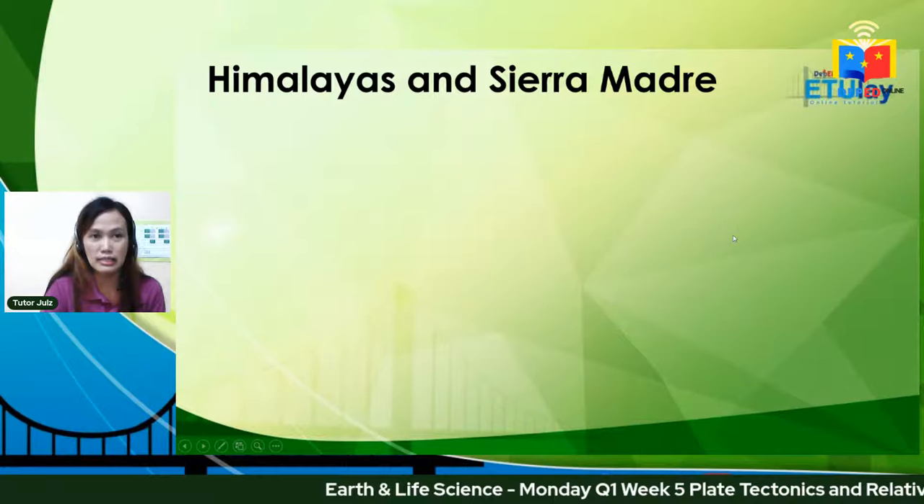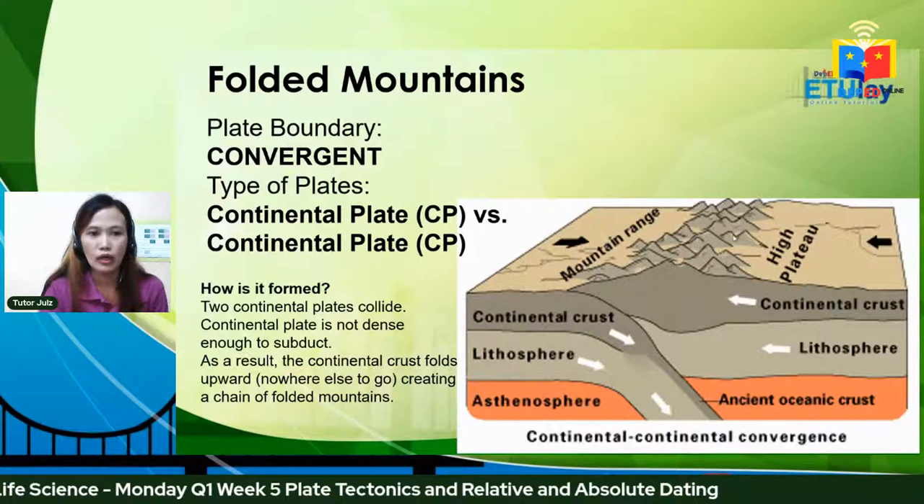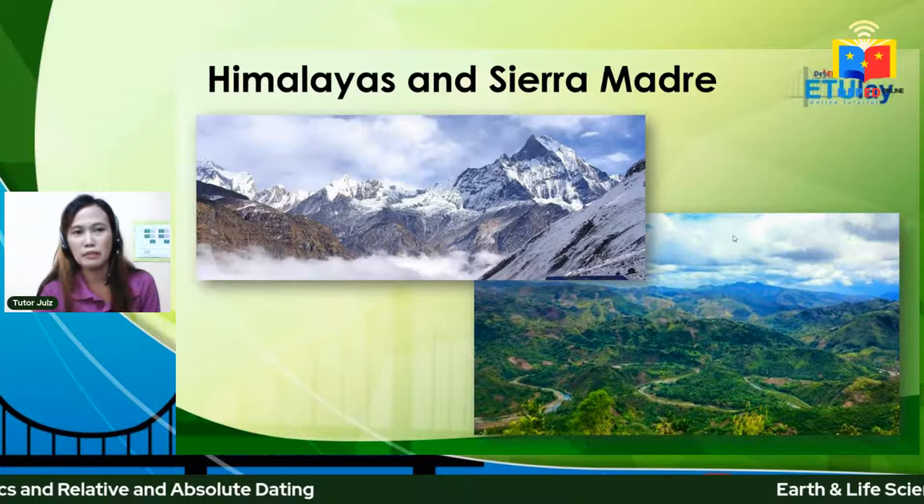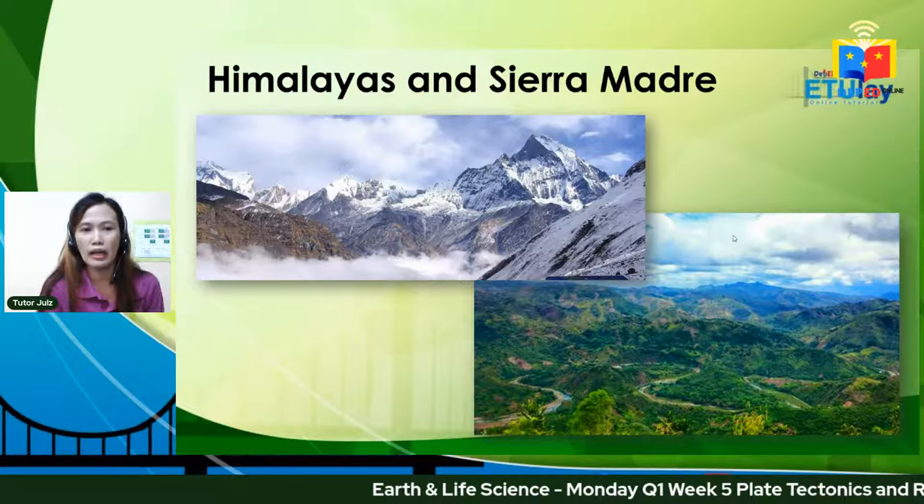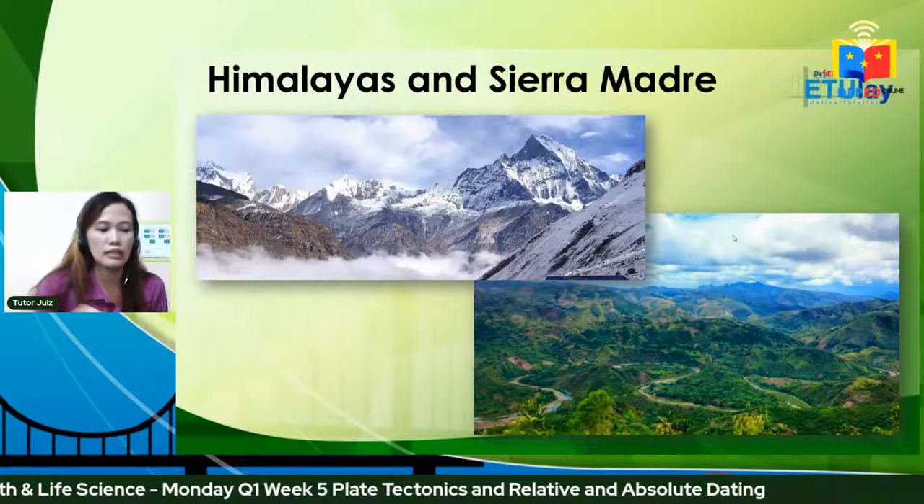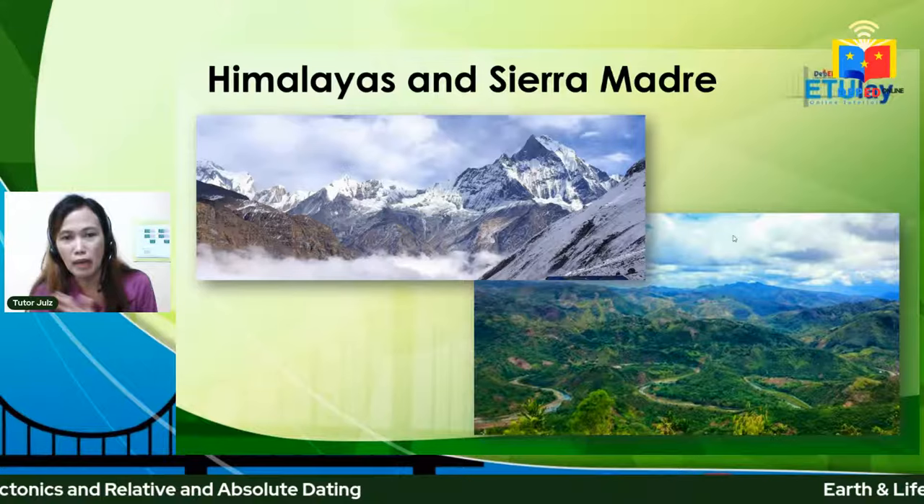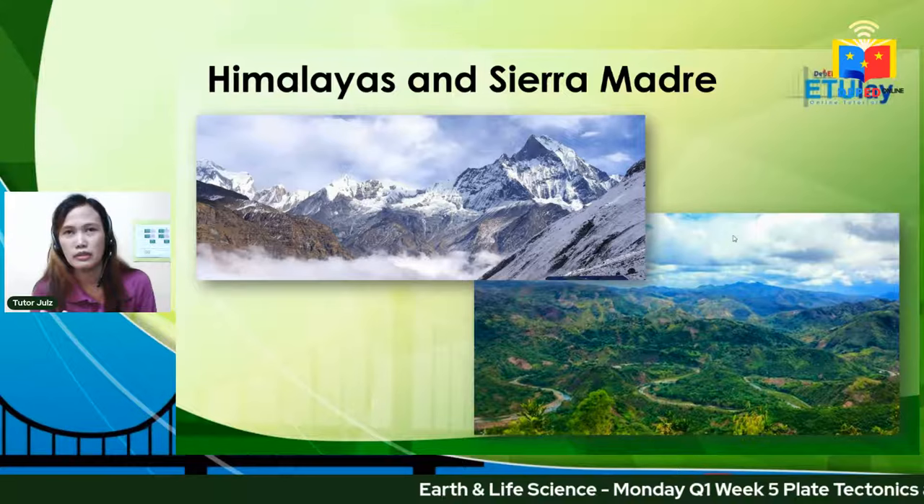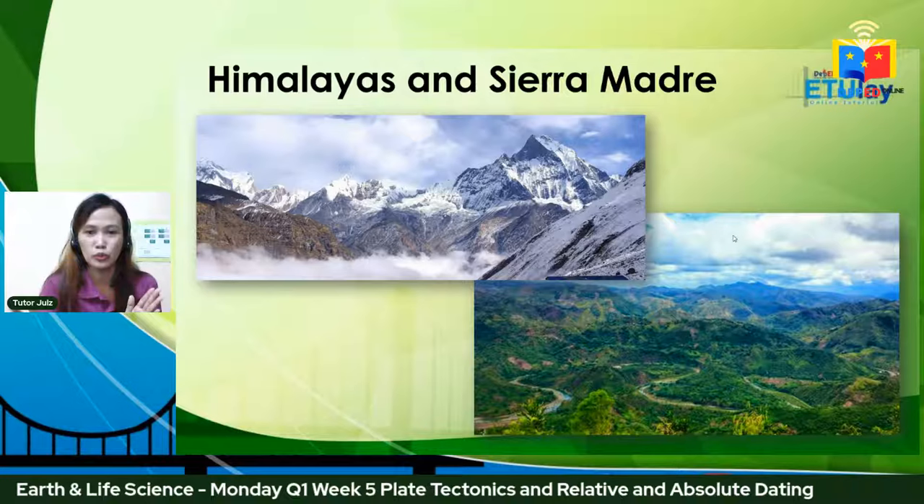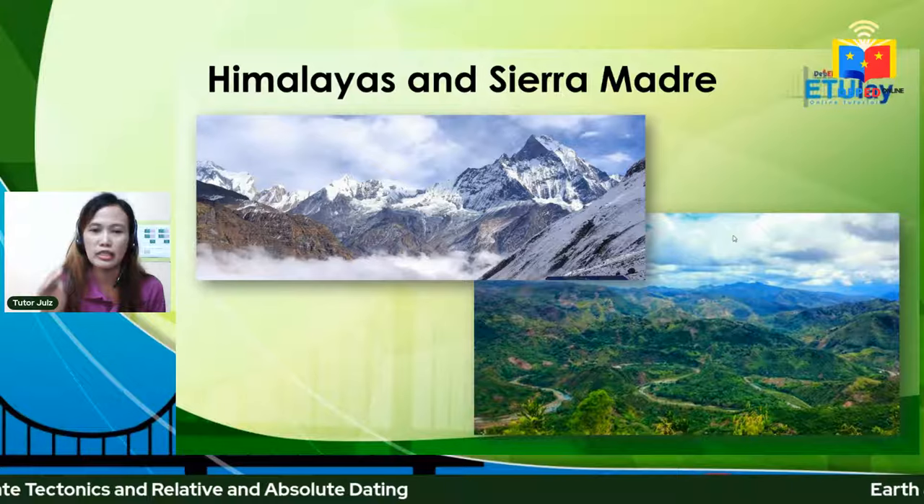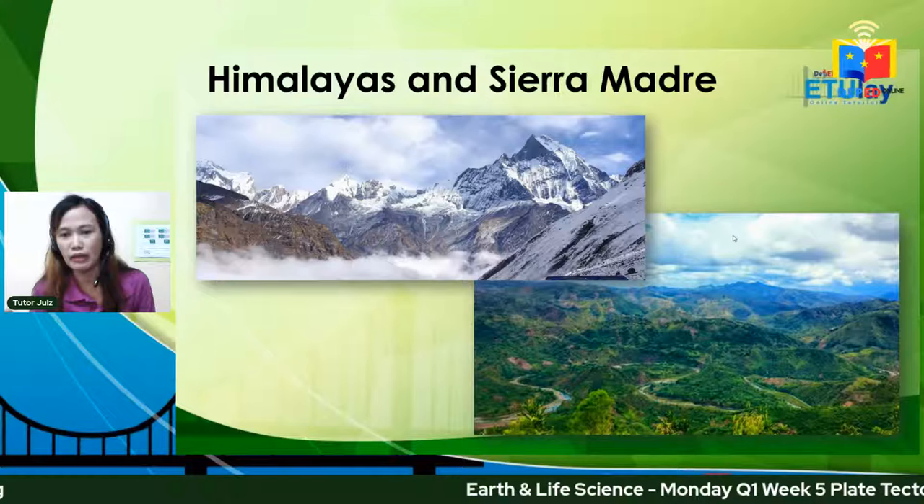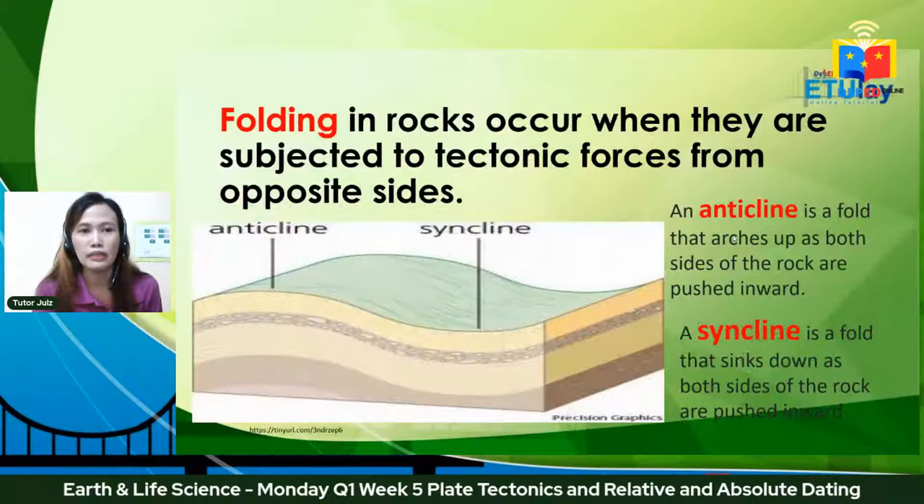So look at this example. The Himalayas, the example of the folded mountains, Himalayas and Sierra Madre. The Himalayas, that is an Asian mountain range that separates the Tibetan Plateau. And then in Sierra Madre, that is from Cagayan Valley to Quezon, and the direction is from north to south. Okay, so that is the example of the mountain ranges.